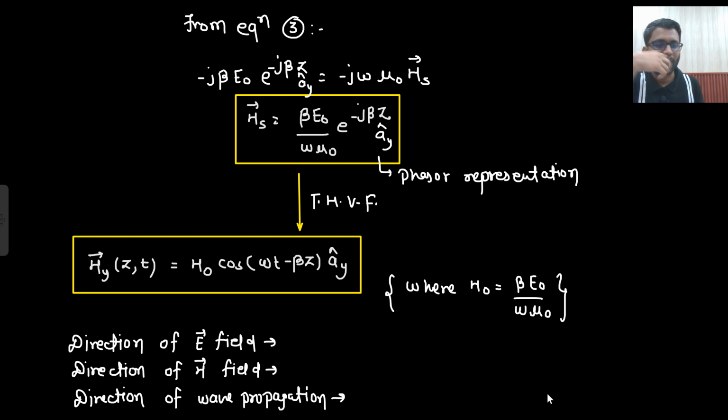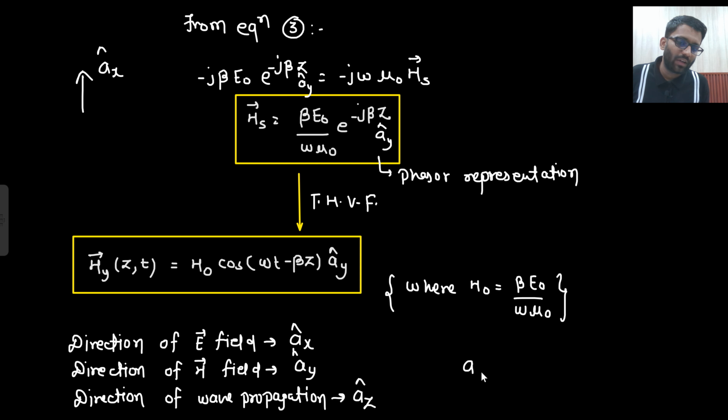Do you need to mug it up? No. Am I asking you to mug it up? No. Just see it and forget it. So this is what I am getting. What was the direction of the E field? The direction of the E field was Ex cap. With respect to the direction of the E field, what is the direction of the H field? If the direction of the E field is Ex cap, then the direction of H is Ay cap. And the direction of propagation is Az cap. So from here, what am I getting to know?